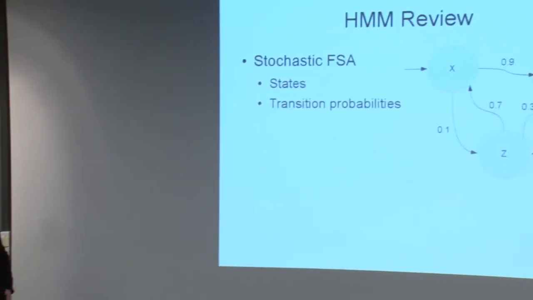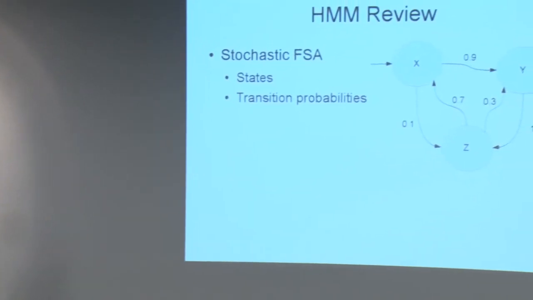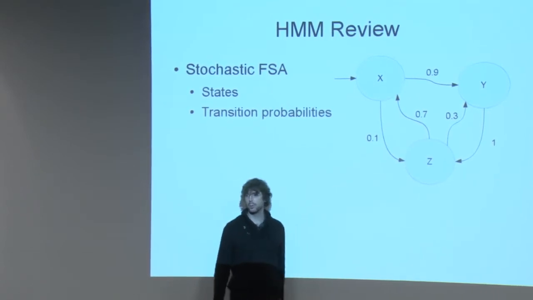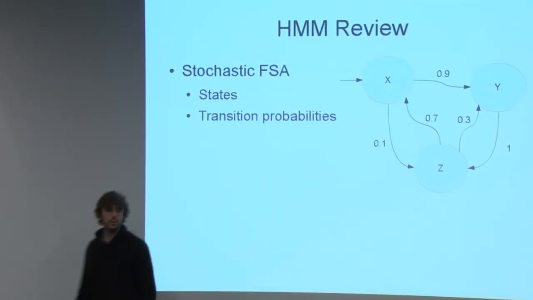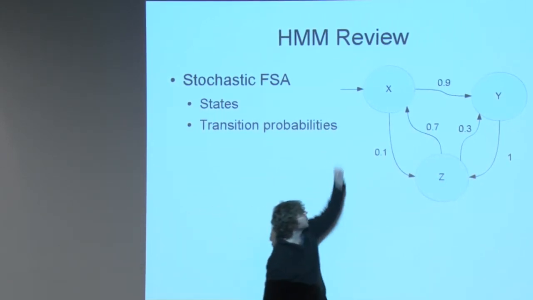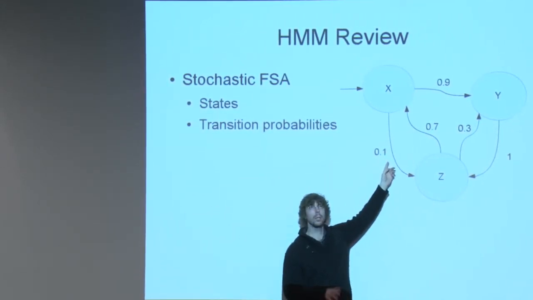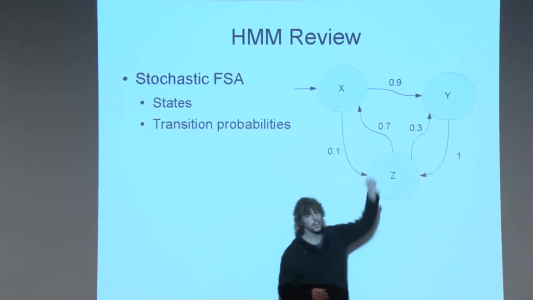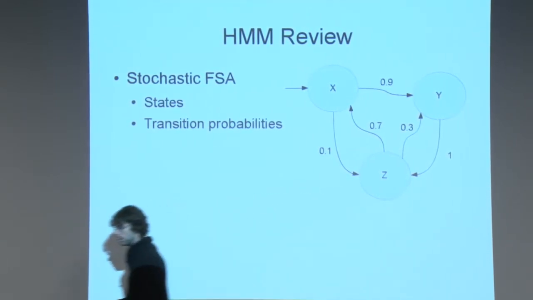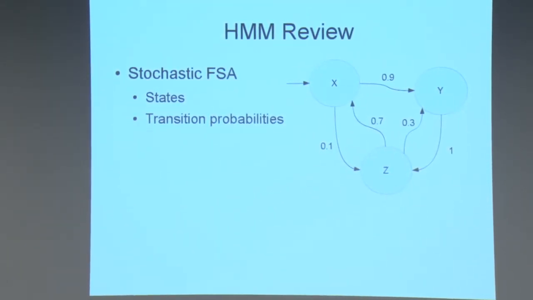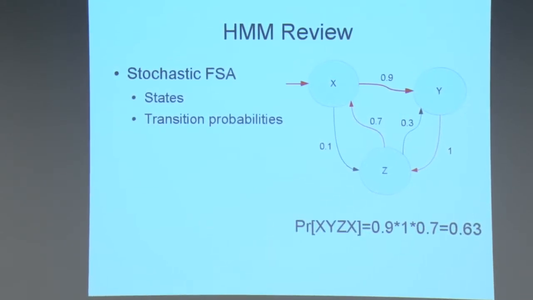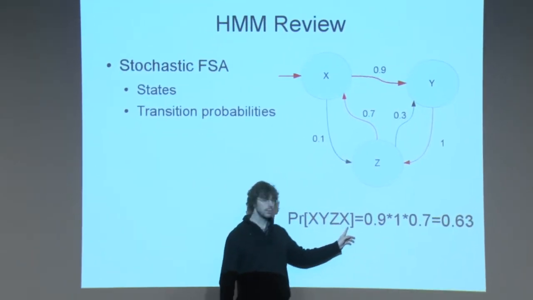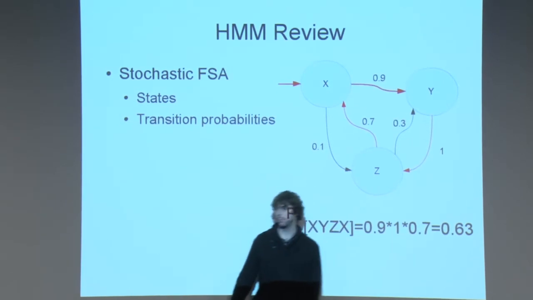So let me do a little review of HMMs. They are stochastic finite state automata. You have some number of states, and there are transitions between the states, and each transition gets taken with a certain probability. So if you're in state X, there's a 10% probability that you will go to Z in your next state, and a 90% chance you'll go to Y. And it's historyless, so the next place you go only depends on where you are at that moment. You can compute the probability of making a sequence of transitions by just multiplying the probabilities together.